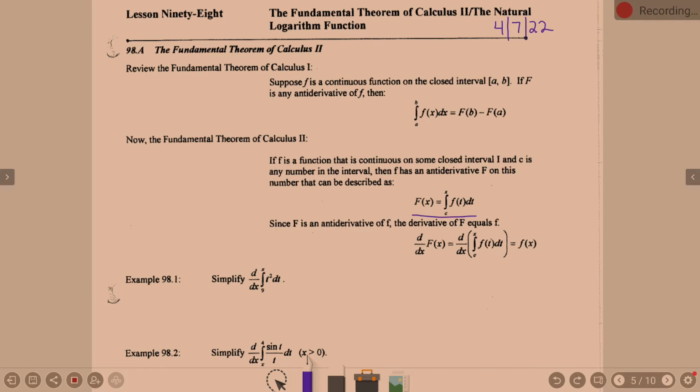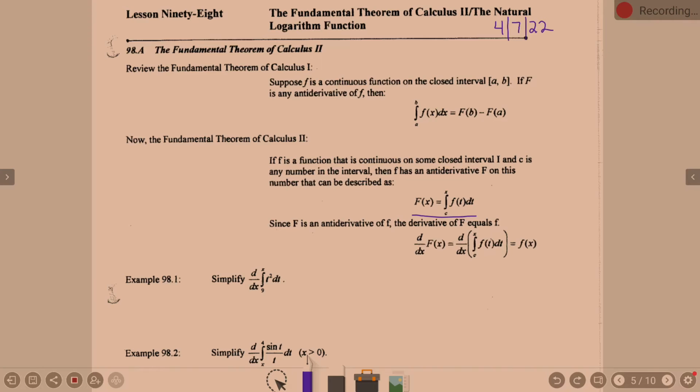Okay? Now, example 1 has us practicing this. We're going to do example 1 two different times. We're going to do example 1 using Fundamental Theorem of Calculus, Part 2, which is a shortcut. But we're also going to do example 1 using Fundamental Theorem of Calculus, Part 1, just so I can show you how they connect. And then after that, we're just using the Fundamental Theorem of Calculus, Part 2.